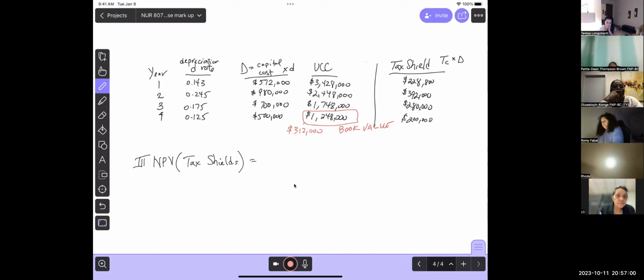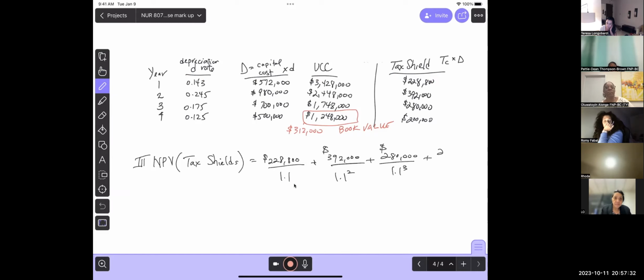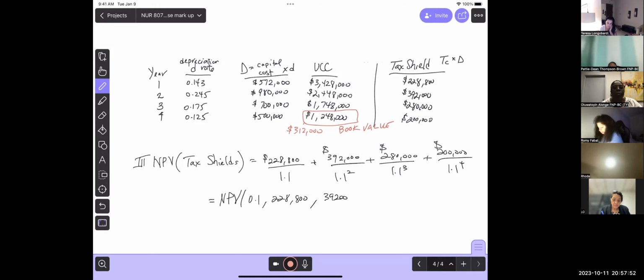I'm going to say plural tax shields because there are many of them, and it starts at year one, because depreciation took a year. So it's going to be 22,800 over 1.1392, I'm just writing this for your sake, plus 280,000 over 1.13, and 200,000. You can put those in Excel. In Excel, it's NPV equals NPV 0.1, 228,800, 392,000. I'm leaving the commas out because I don't know if it affects your entry.